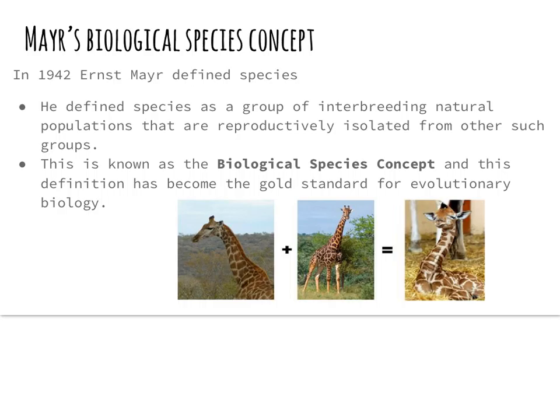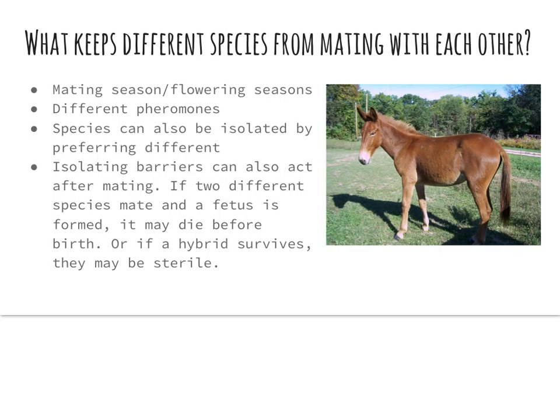In 1942, Ernest Mayr proposed a definition of species using reproductive criteria for species status. He defined species as a group of interbreeding natural populations that are reproductively isolated from other such groups. Reproductively isolated meaning that members of a different species have traits that prevent them from successfully interbreeding. This is also known as the biological species concept, and this definition has become the gold standard for evolutionary biology.